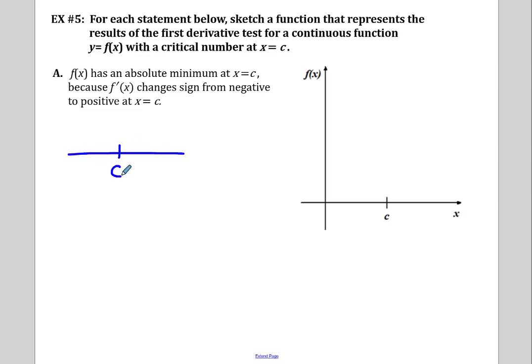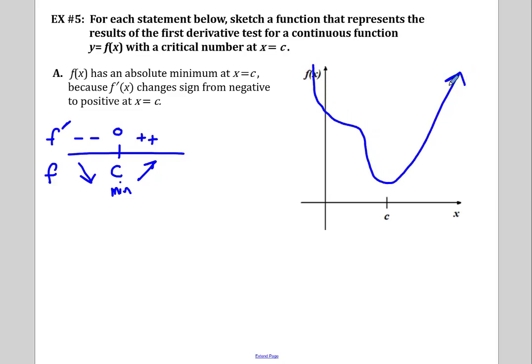We could say at C we've got a 0 tangent line, and the derivative is going to change from negative to positive. This has to be an absolute min here, right? So what would the function do? If this is what the derivative does, the function has to decrease and then increase. So I could draw some kind of a graph, absolute minimum, something like that. So I have an absolute minimum at C because the derivative changed from negative to positive at that place.